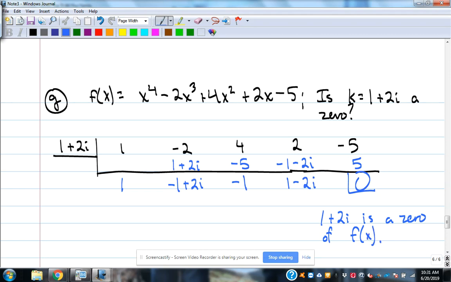We won't write this one in factored form just because there's a lot more that's going on that we'll talk about on Tuesday. When you've got one complex solution, there's always a conjugate complex solution that works with that. So if we did synthetic division again out of that.